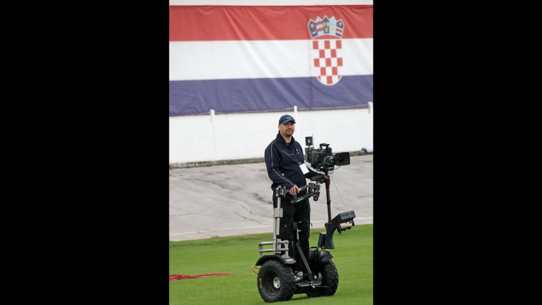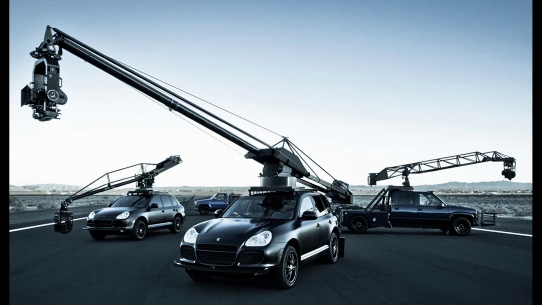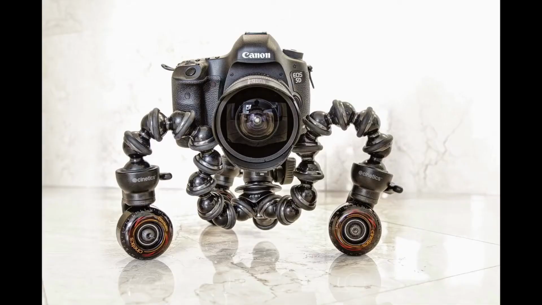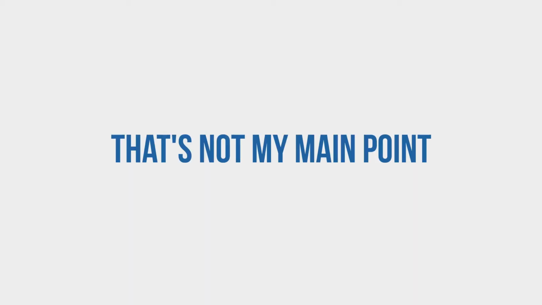On this guy on a Segway, you can mount them to people or a helmet, or even cars or vehicles. You've probably seen dash cams. Some people actually get creative out there by putting a camera on a skateboard or this tripod rollerblade contraption thing here. It's not possible for me to explain all the different types of mount, and that's not the main point of what I want to explain in this video.